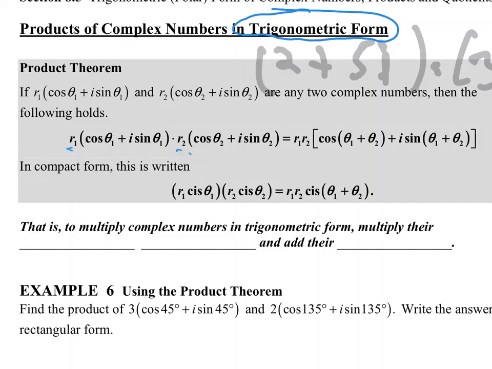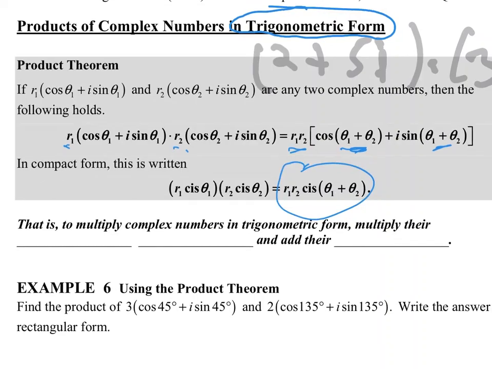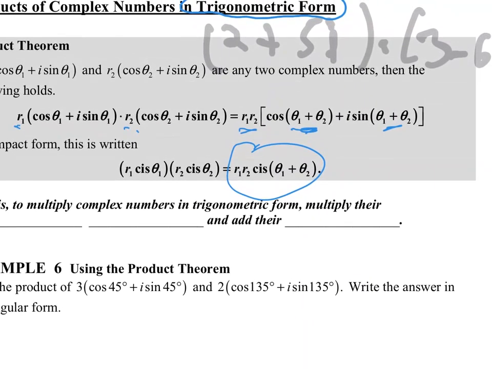It's a length. You have two r's that we're going to multiply together, and we have two angles that could be different. They could be the same, and we add those together to create what the shortcut would be: the product of r's times cis. Which, reminder, well, there it is right here. What does cis mean?